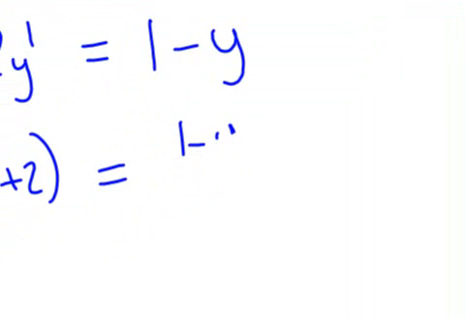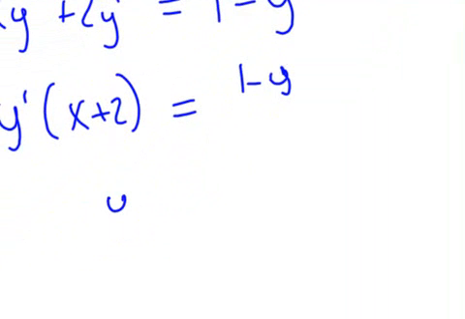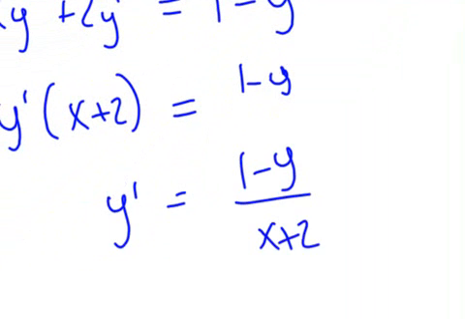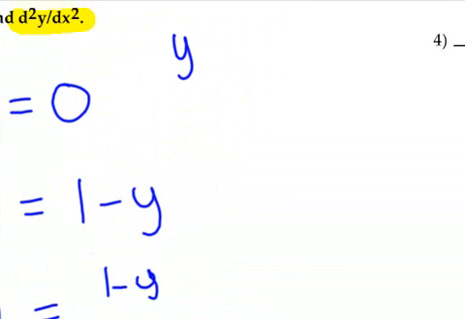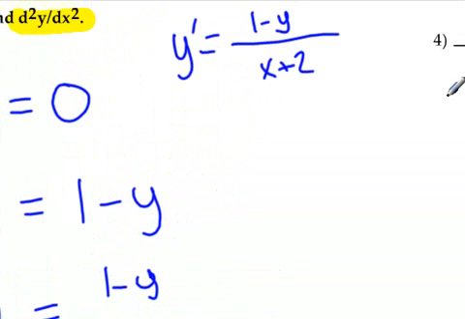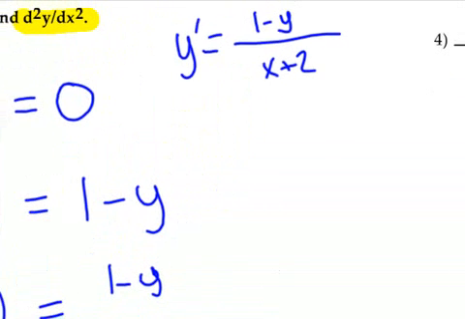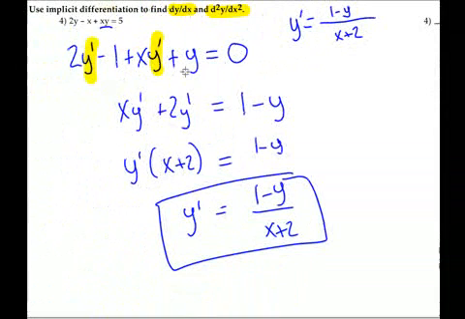1 minus y. Got the x plus 2. Let's go ahead and divide both sides by x plus 2. 1 minus y over x plus 2. So there's my first derivative. I'm going to go ahead and copy that up here so when I make room, I'll be able to refer to that when I do my second derivative. So first derivative is right there. Now we're going to go ahead and make some space here and find that second derivative.